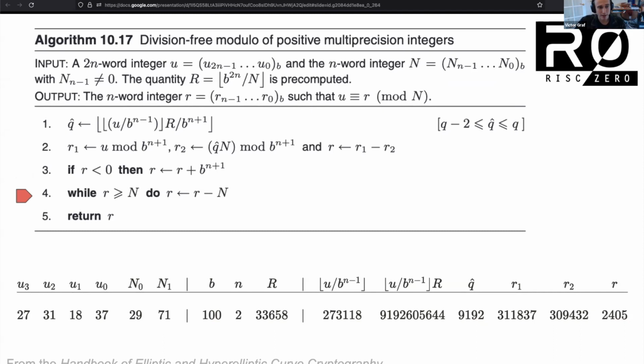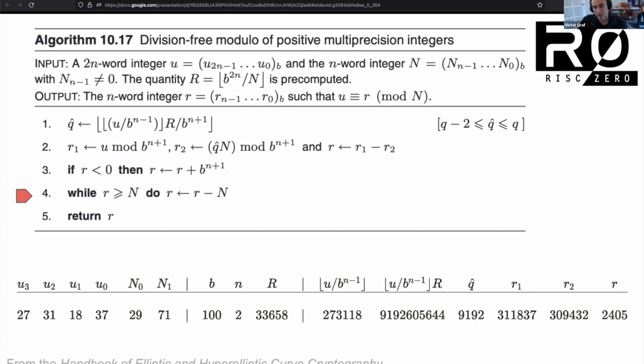So we need to check to see if it's larger than the modulus. If it is larger than the modulus, we subtract. If it's larger than the modulus again, we subtract again. We'll have up to two subtractions here. In this case, there are actually no subtractions, because 2405 is already less than our modulus, 2971. And so we're actually done already. And as a quick note, in Barrett reduction, the probability that a number will be below the modulus after subtracting is about 90%.